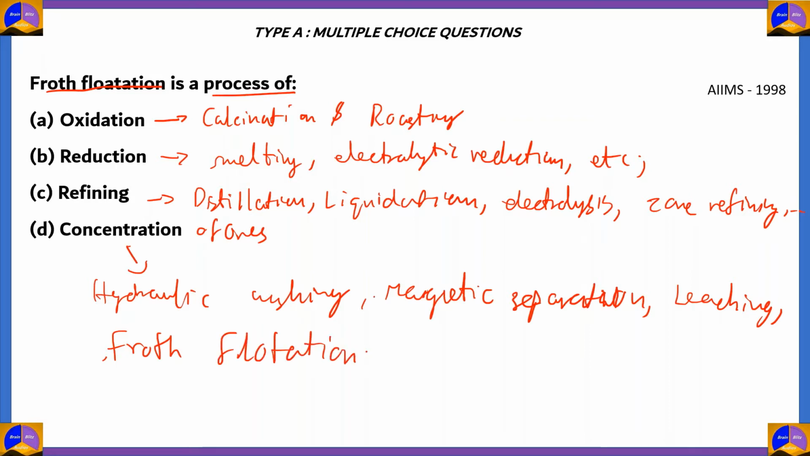So when we have the ore of galena, we use froth floatation. We put the powdered ore inside water, and then we add a frothing agent, and when we stir the water very fast, froth is formed containing the concentrated ore, which is then extracted. So froth floatation is a concentration of ore process. The ore that is in it, such as PbS or ZnS, gets concentrated. So option D is the right option.